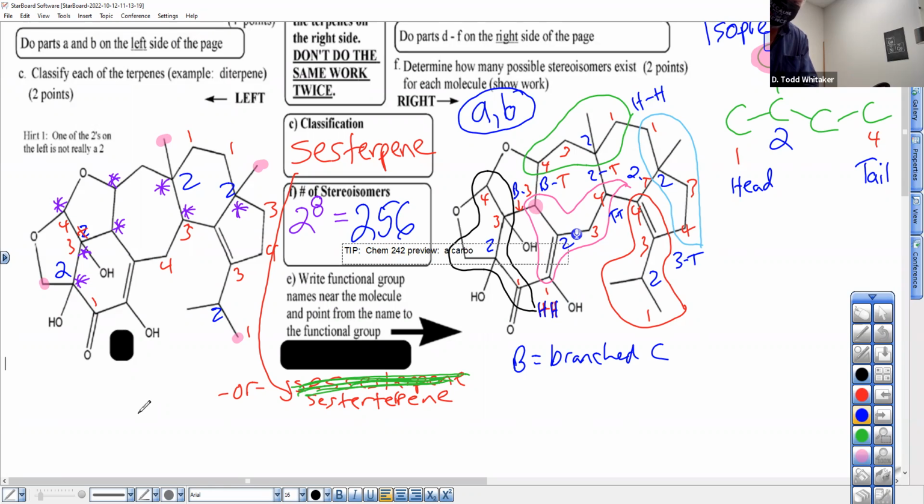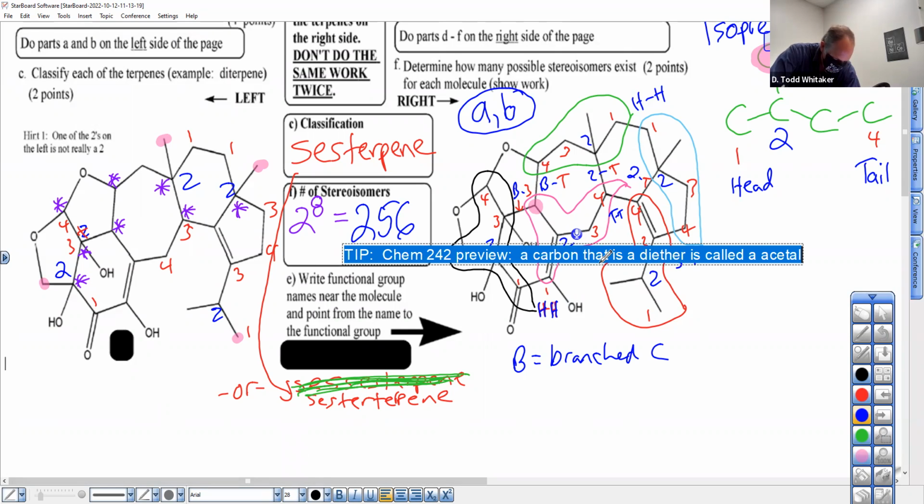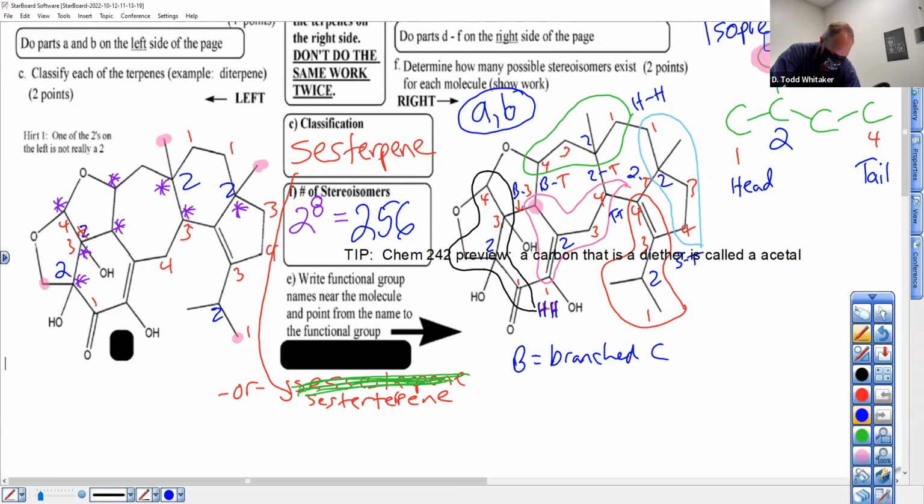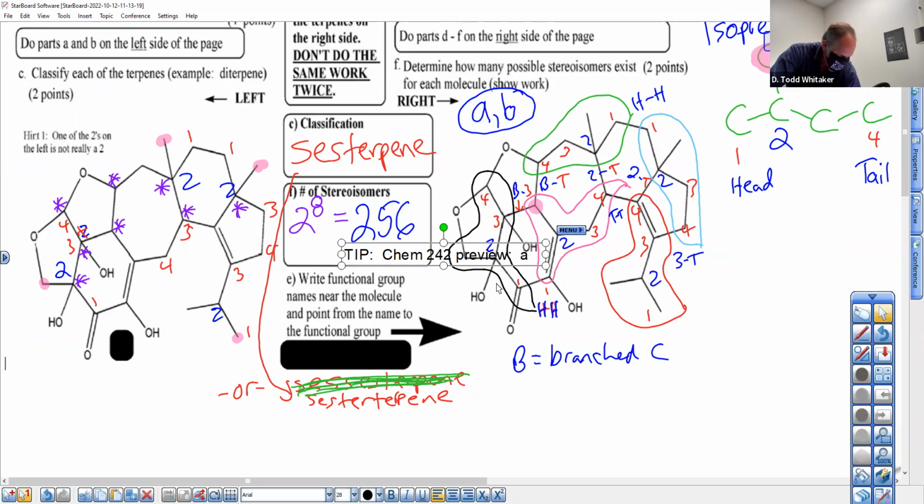A carbon that is a diether is called an acetal. I guess that'd be an acetal. But I'm sticking with that. An acetal. That is a carbon that is a diether. So it goes ether in 2 different directions. Okay? You see one of those? Because it's not an ether like you would think it's an ether.